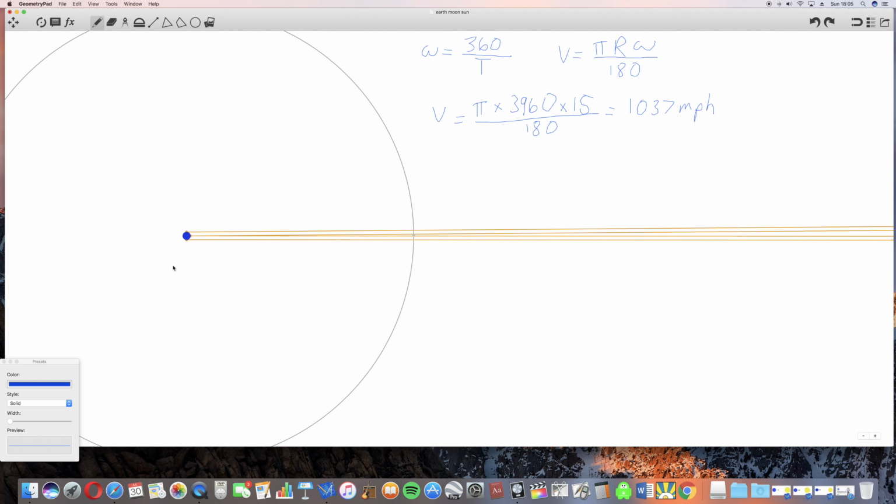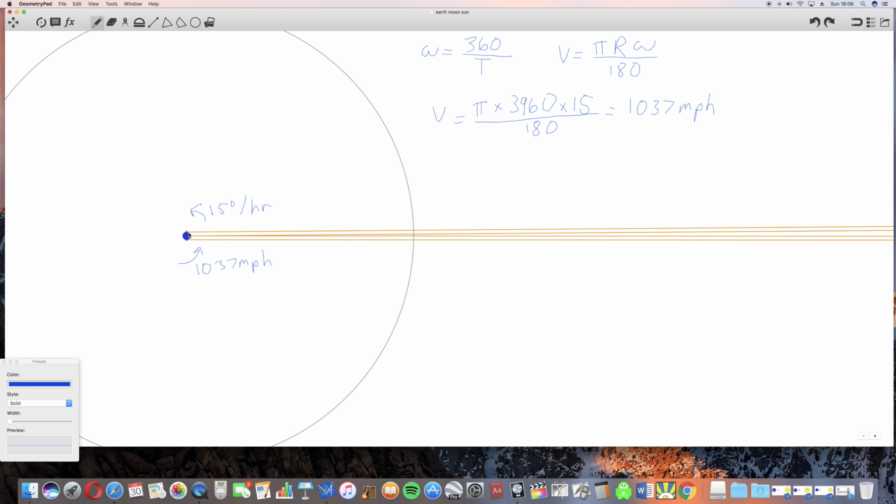So, a point at the equator, as we know, is turning at 1,037 miles per hour. So that's its translational speed. Now, it's also moving at 15 degrees per hour. So that's its angular speed. Now, there's a simple relationship between angular speed and translational speed. If you double the angular speed, you double the translational speed.